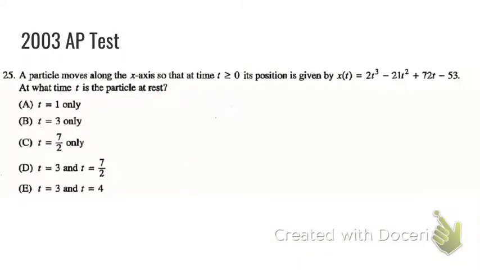On this one, it says a particle moves along the x-axis so that its position is given by that function. At what time t is the particle at rest? Remember that a particle is at rest wherever its velocity is equal to 0. So if I want to find the velocity function, I need to take the derivative.